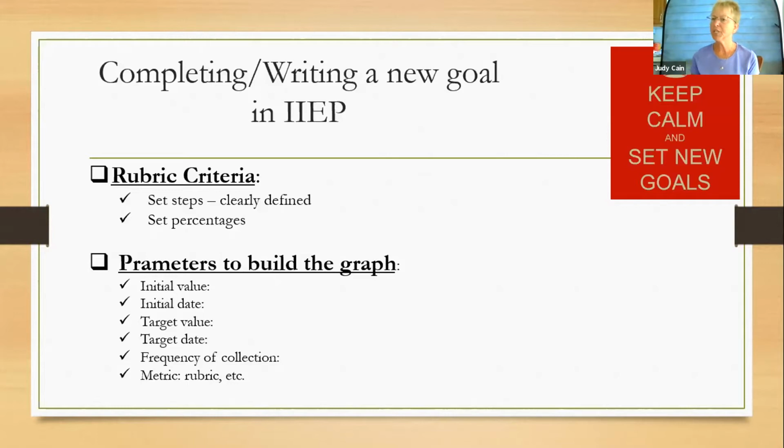And then how often are you going to collect information? Typically that's every 9 weeks, and that's what's reported on the progress monitoring reports every 9 weeks. You can also have a metric or rubric or whatever to measure in there.